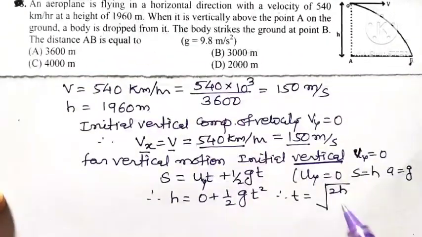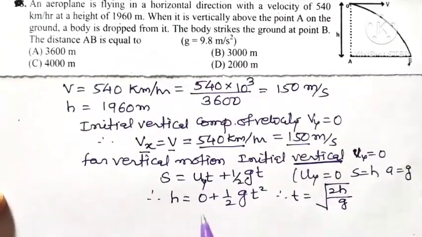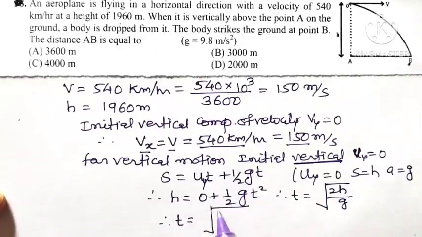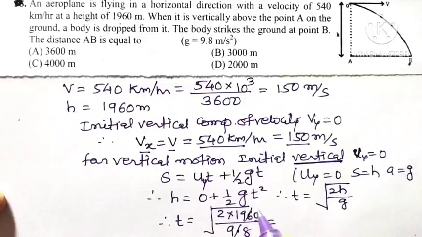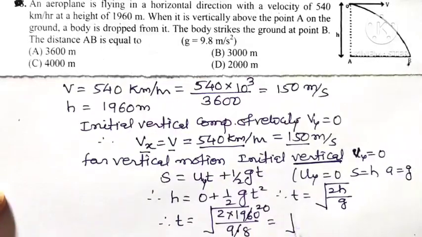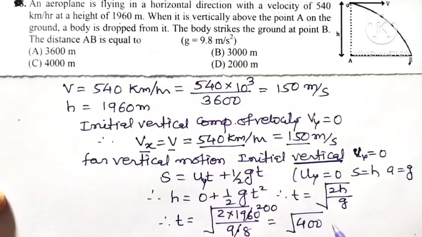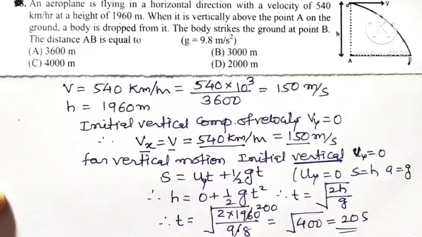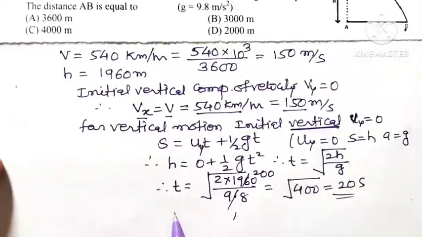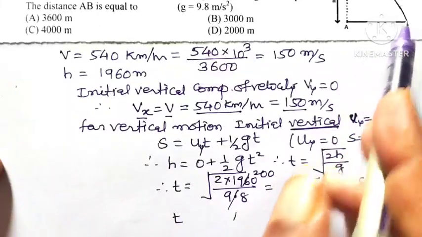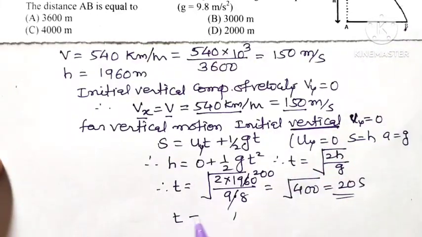T is equal to under root of 2h divided by g, which is under root of 2 into 1960 divided by 9.8. Here 2 into 1960 divided by 9.8 is 400, so it is under root of 400, which is equal to 20 seconds. So the time taken by that body to drop on the ground at point B is 20 seconds.